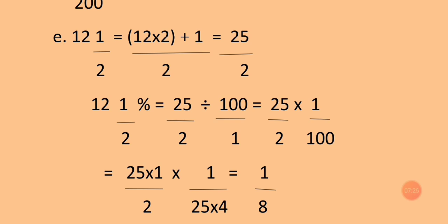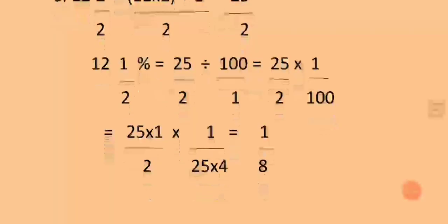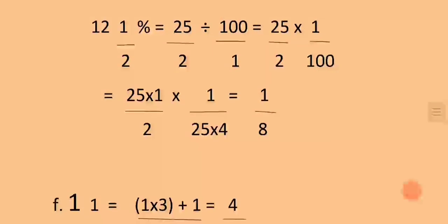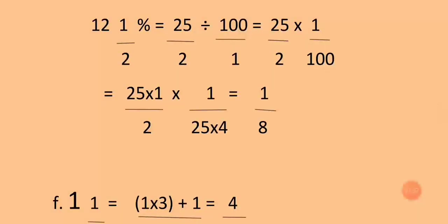25 over 2 divided by 100. We have to change that division sign to multiplication. When we change that division sign to multiplication, the divisor fraction, which is 100 over 1, gets inverted. So we have 25 over 2 times 1 over 100.